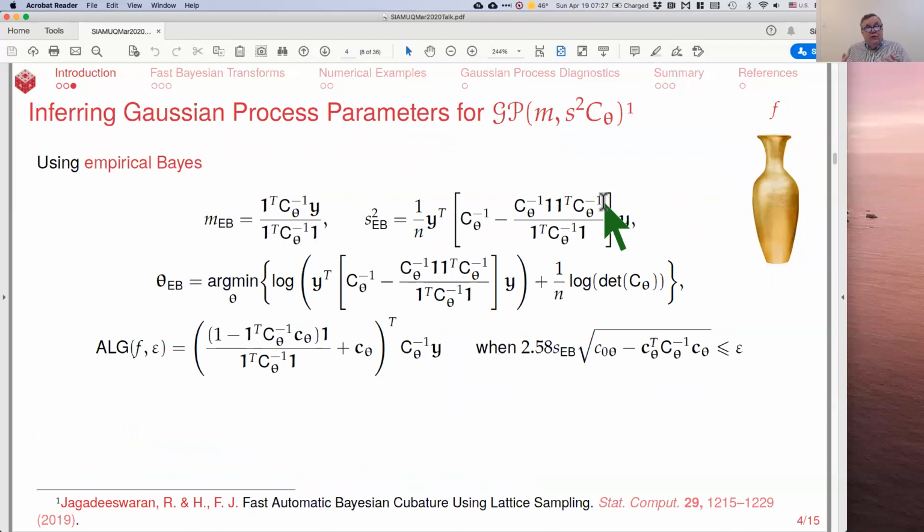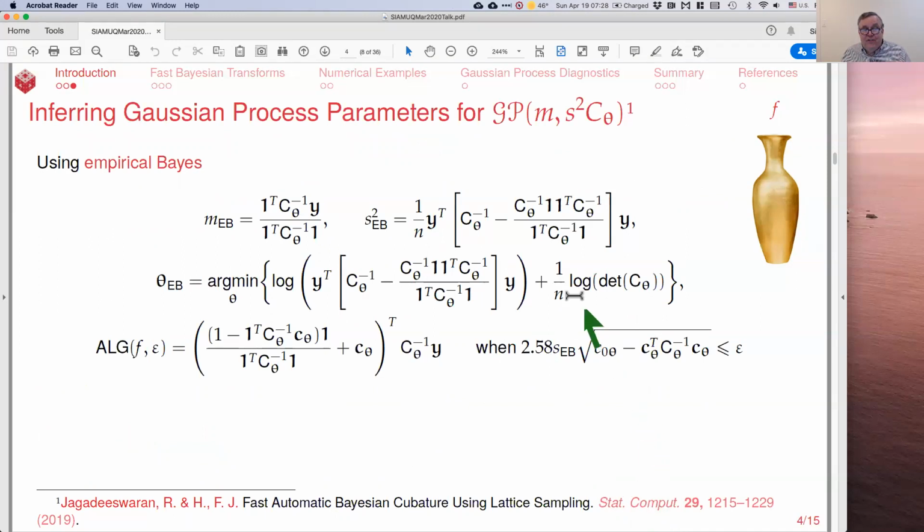So we're going to use the empirical Bayes approach. We're going to estimate the parameters using a maximum likelihood. It's described in this paper.